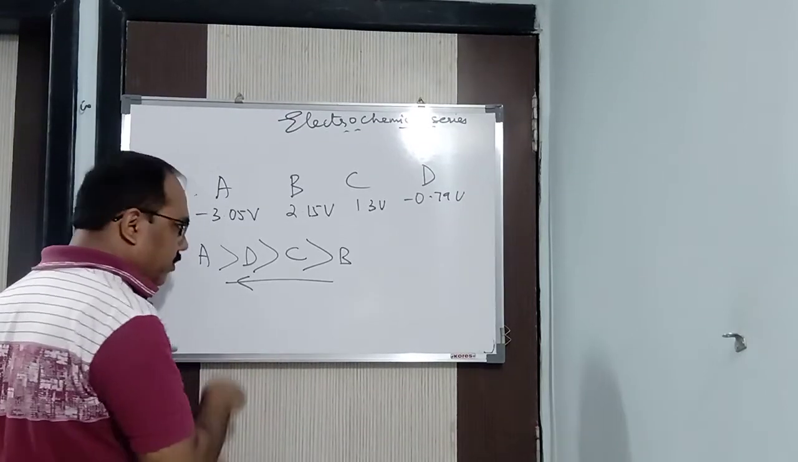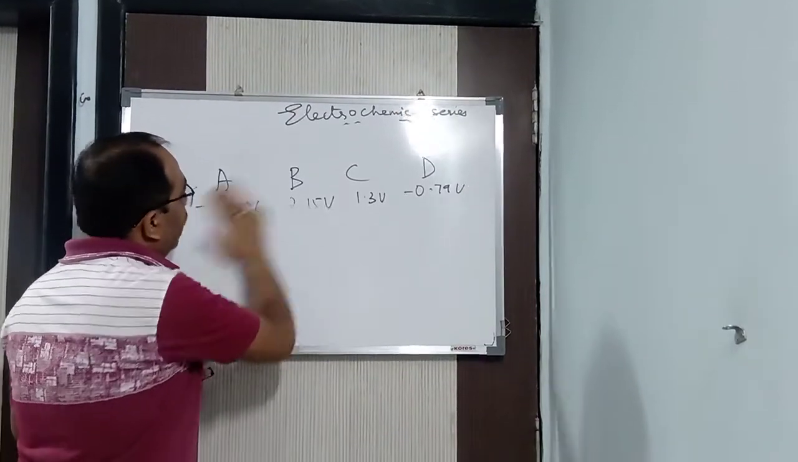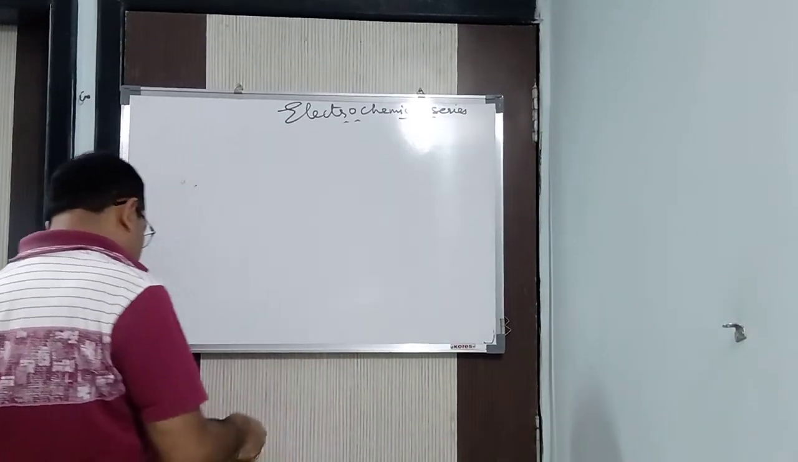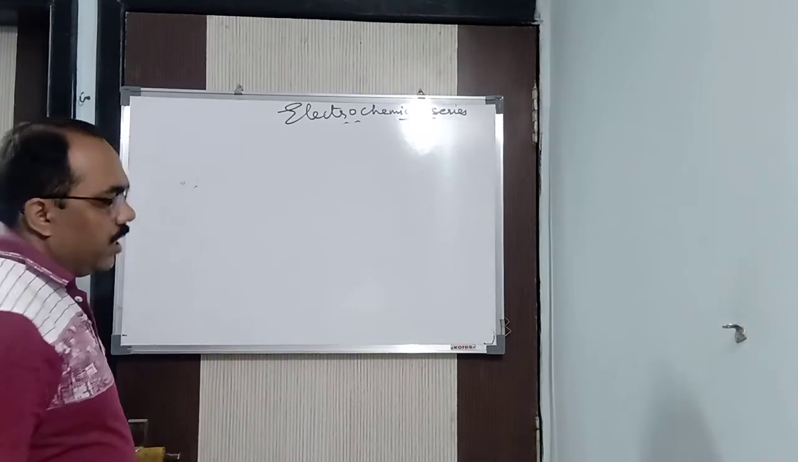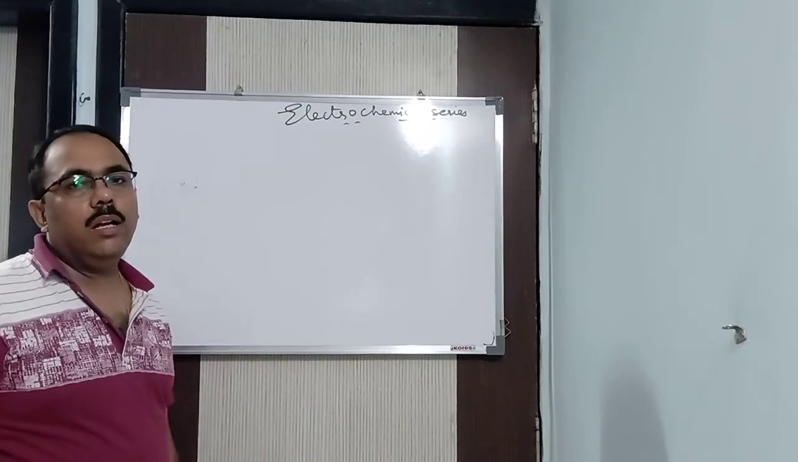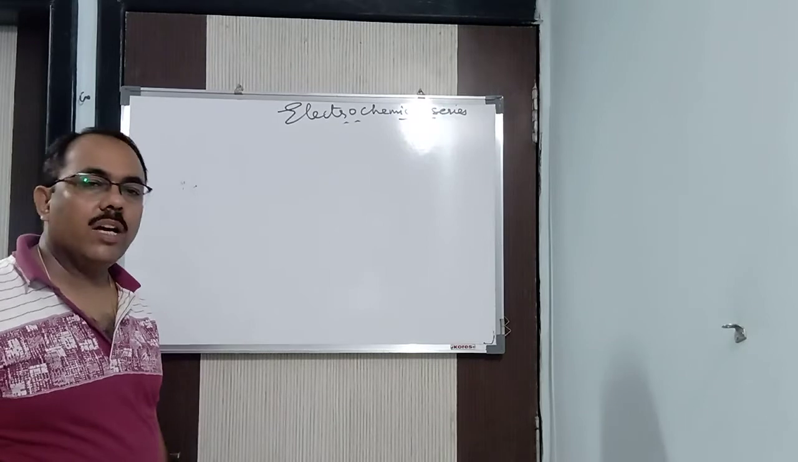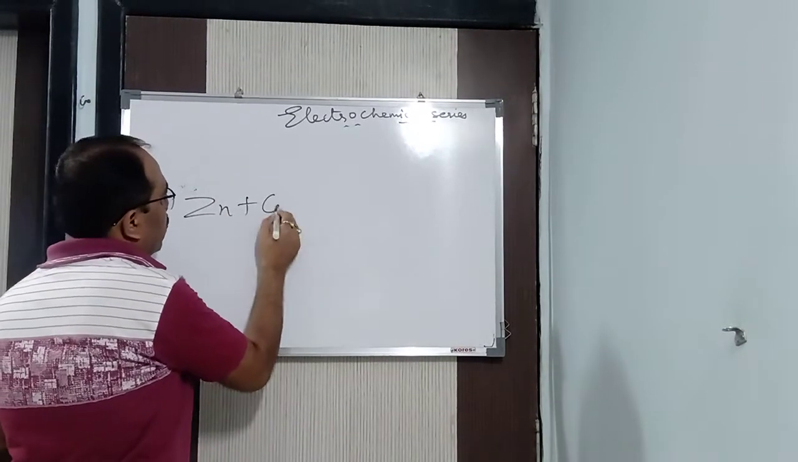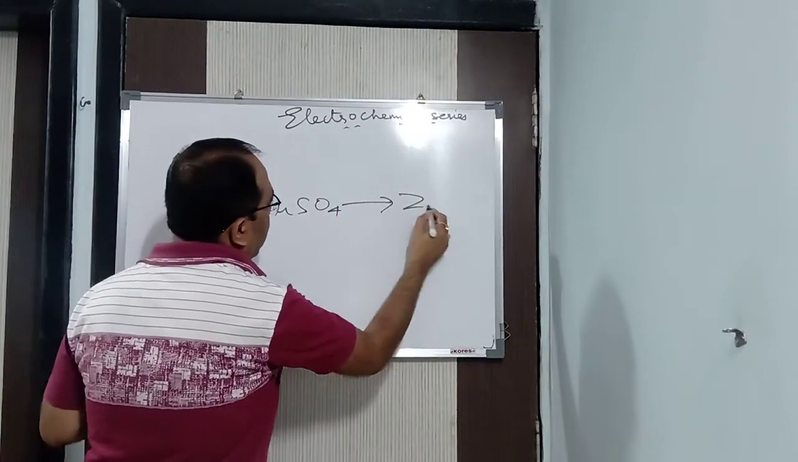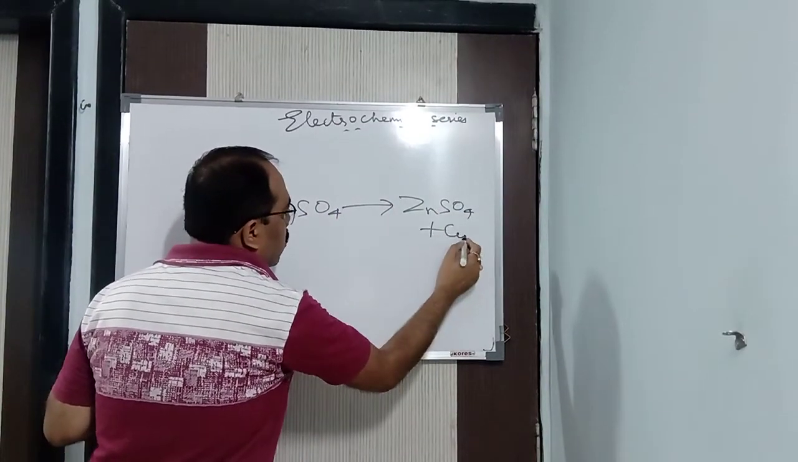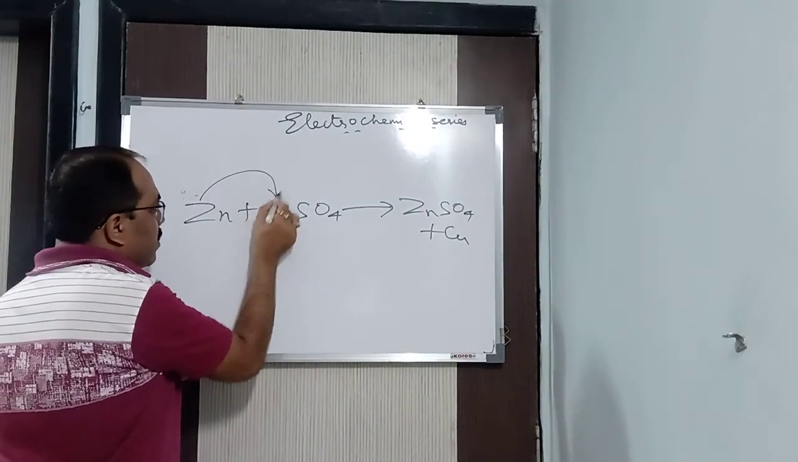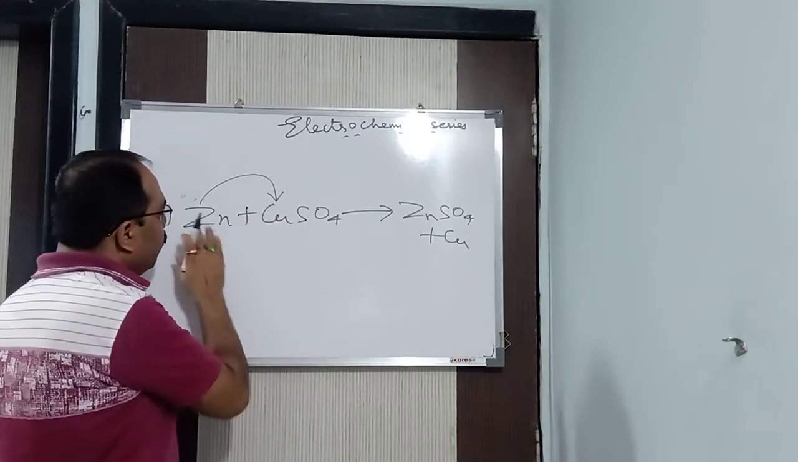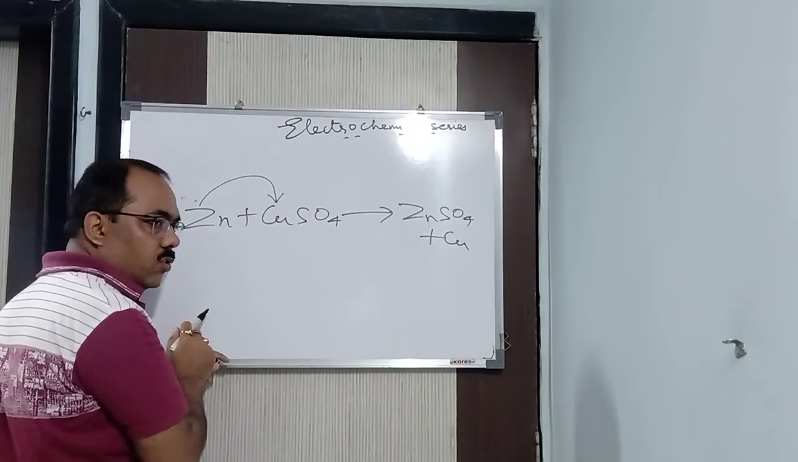That's the next application. Now, another application of the electrochemical series is, suppose we have a metal, whether it will displace another metal or not, how do we come to know? Suppose this reaction: Zn plus CuSO4 gives ZnSO4 plus Cu. So here what is happening? Zinc is displacing copper and it comes in the place of copper. Simple, it's a displacement reaction. So whether this reaction is possible or not, how do we come to know?